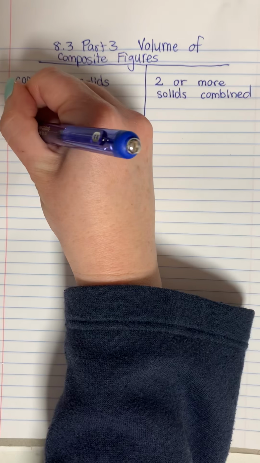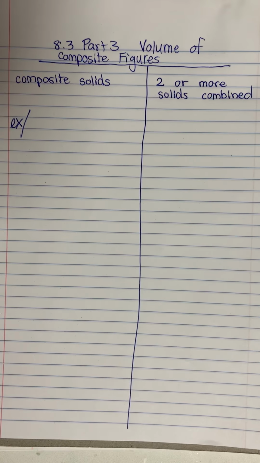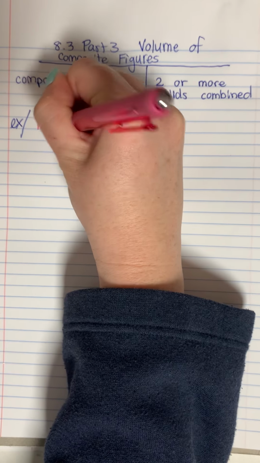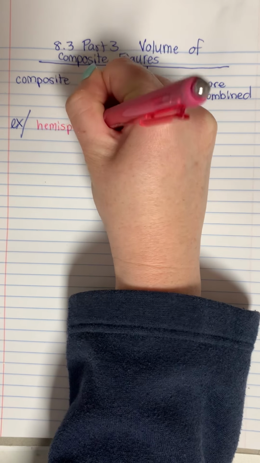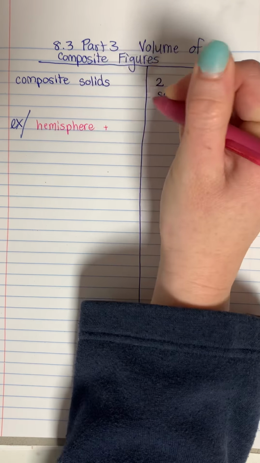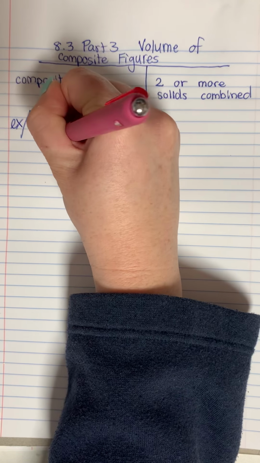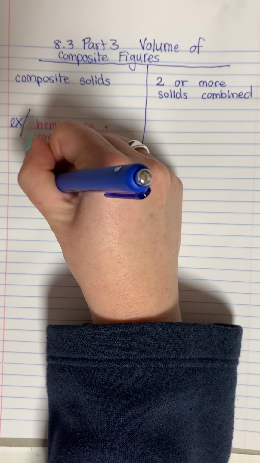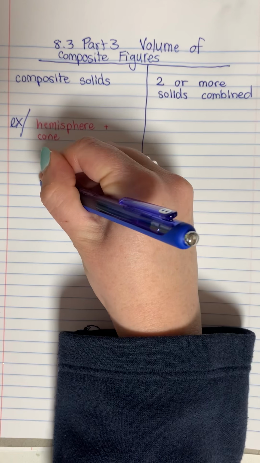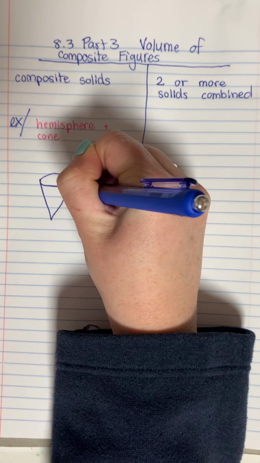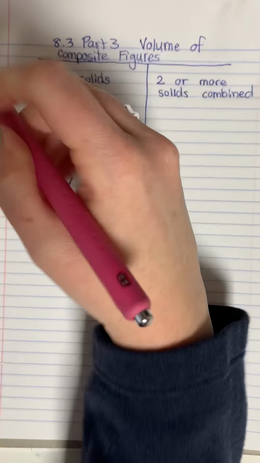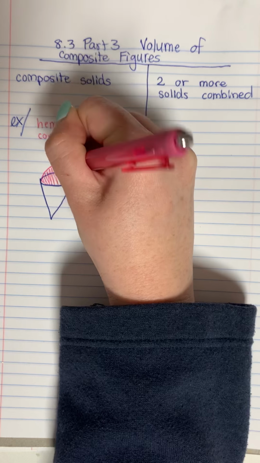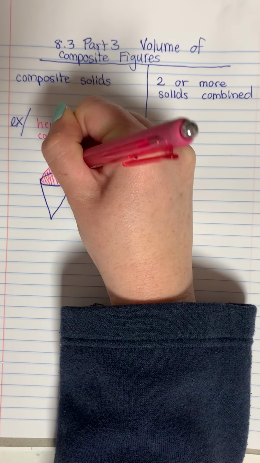So let's look at some examples. A hemisphere and a cone, what would that look like together? Well, let's see. Let's draw a cone. That's the base. And then let's draw our hemisphere right on top, because that hemisphere uses the same radius as that cone.